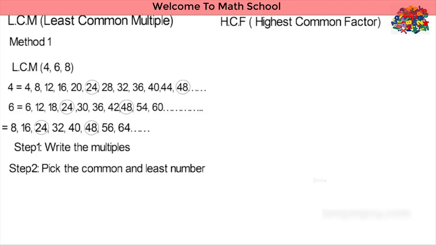So the next step says least common multiple. Between 24 and 48, which is the least one? 24 is the least one. So you can say the LCM of the given numbers is 24.